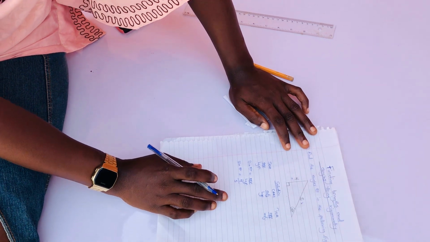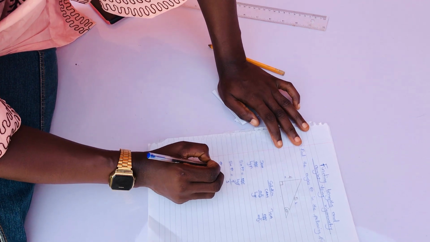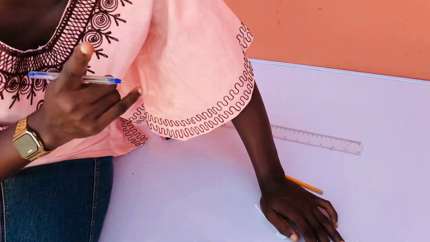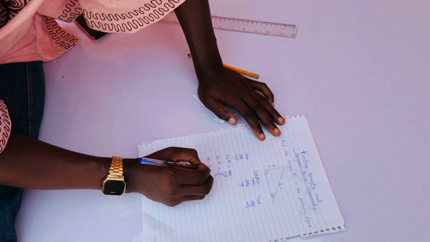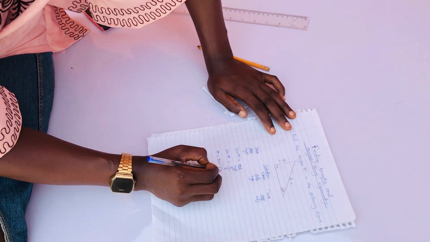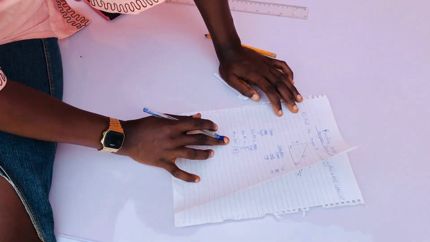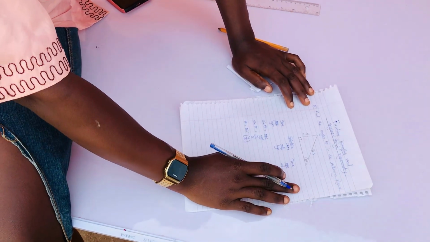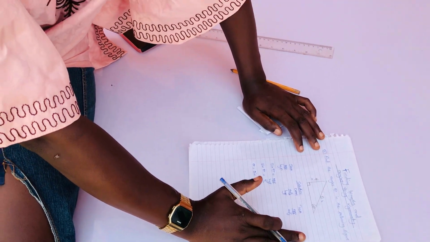The question is find angle theta. So the angle theta becomes the sine inverse of 4 over 5. So theta is equal to sine inverse of 4 over 5. And I believe you know how to punch sine inverse. I did this in one of our lessons. You press the shift key and the sine key on the calculator before you press your 4 over 5.